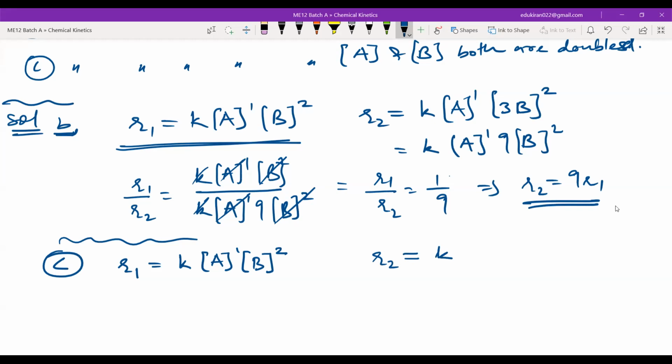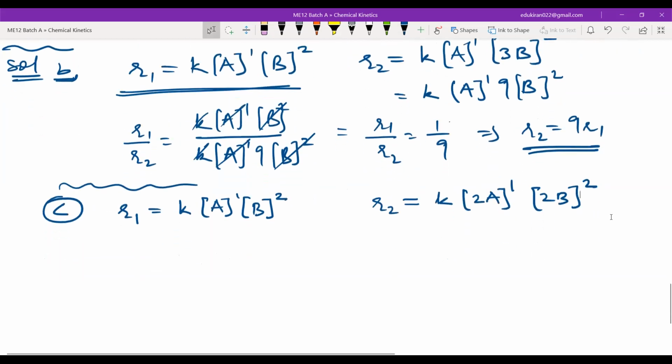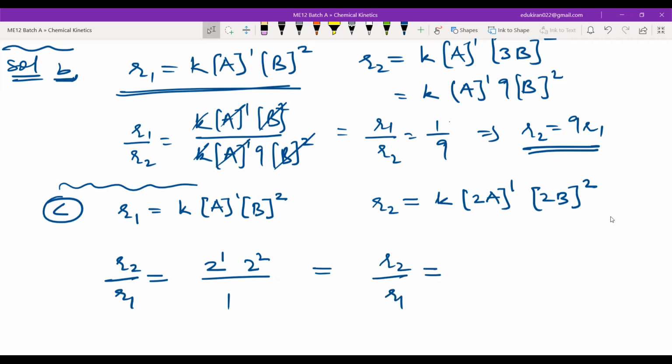Okay, so R2 will be equal to K into 2A, because we have doubled the concentration, power 1, 2B, power 2. Whatever you get, you will write R2 upon R1. Then you can see that the K will cancel out and the A's and everything, but you will have 2 to the power 1 and 2 to the power 2, and here you will have just 1, nothing else. R2 upon R1 or R1 upon R2, you can do anything. That's fine. R2 upon R1 is equal to 2 to the 3, 8. So you can write R2 is equal to 8 times R1.